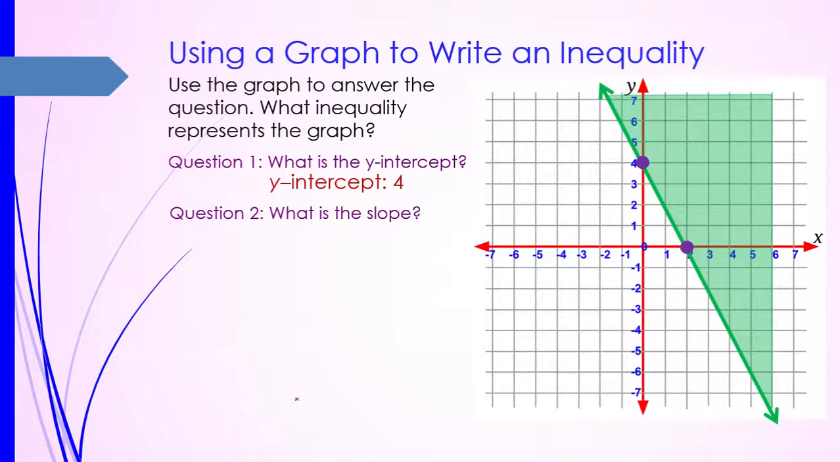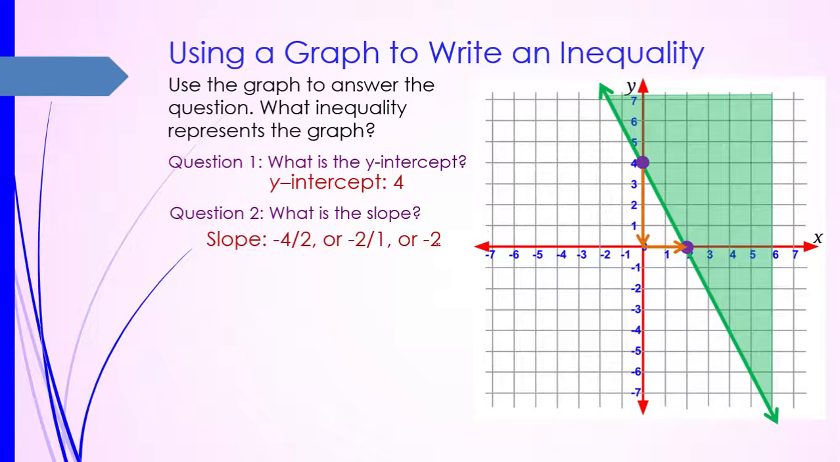Slope is rise over run, so we need to see, are we going up or down first? And then left to right. So from my left point to my right point, I am going down, that's 4 units. I'm going to the right 2 units. So because we're going down, we need to make that a negative, which is negative 4, over moving left to right. We move to the right, so that's a positive. That means positive 2. So we have the slope of negative 4 over 2.